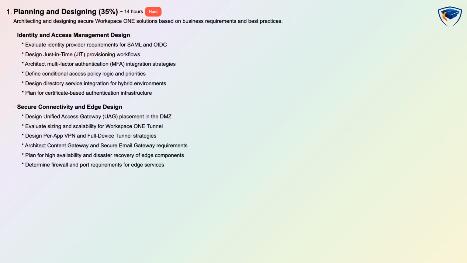The planning and designing domain focuses on architecting and designing secure Workspace 1 solutions based on business requirements and best practices. This domain covers topics such as identity and access management design, secure connectivity, and edge design. You'll learn to evaluate identity provider requirements, design just-in-time provisioning workflows, architect multi-factor authentication integration strategies, and plan for certificate-based authentication infrastructure. You'll also learn to design unified access gateway placement in the DMZ, evaluate sizing and scalability for Workspace 1 tunnel, and plan for high availability and disaster recovery of edge components.